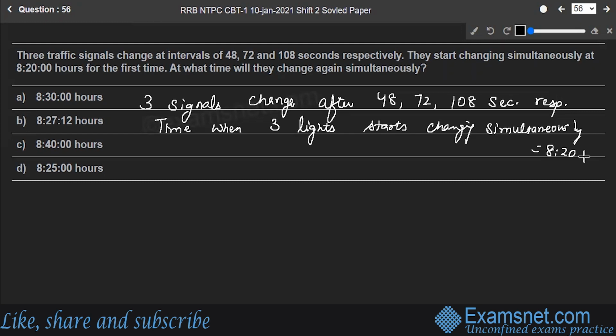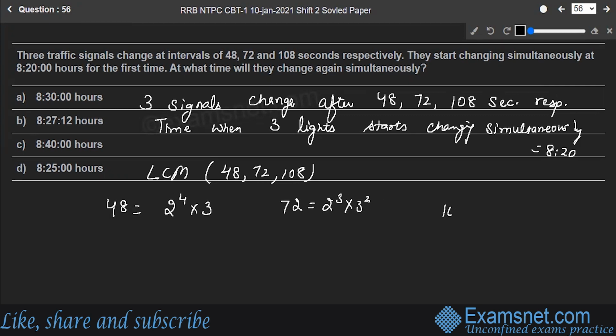So the time at which the 3 traffic lights will next change together will depend on the LCM of 48, 72 and 108. So let's find out the LCM of that. 48 can be written as 2 raised to power 4 into 3. 72 can be written as 2 raised to power 3 into 3 raised to power 2. 108 can be written as 2 raised to power 2 into 3 raised to power 3.